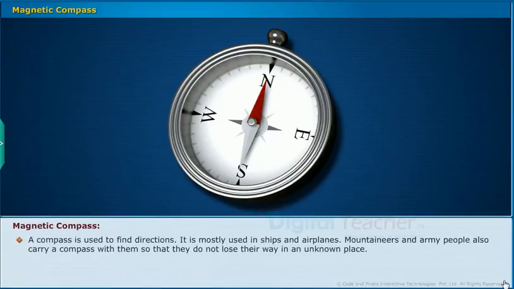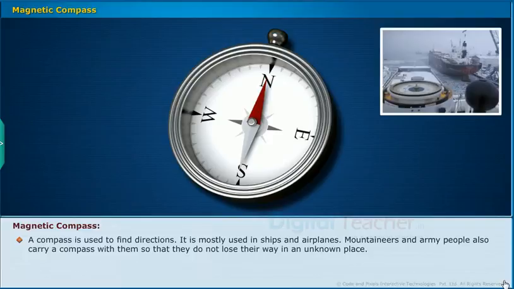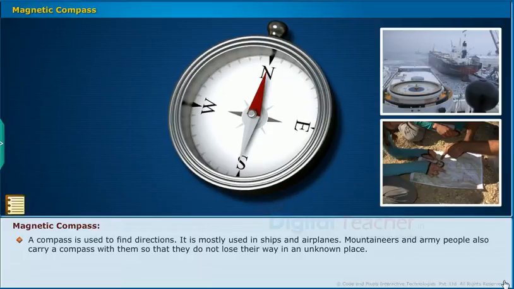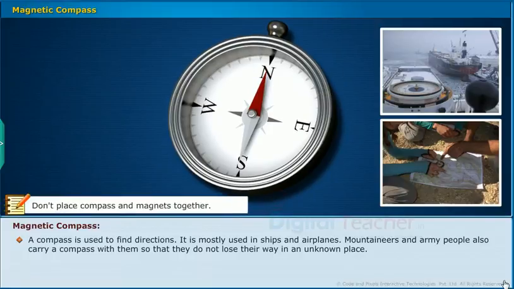A compass is used to find directions. It is mostly used in ships and airplanes. Mountaineers and army people also carry a compass with them so that they do not lose their way in an unknown place. Note: don't place compass and magnets together. The compass was used hundreds of years ago by Chinese sailors.